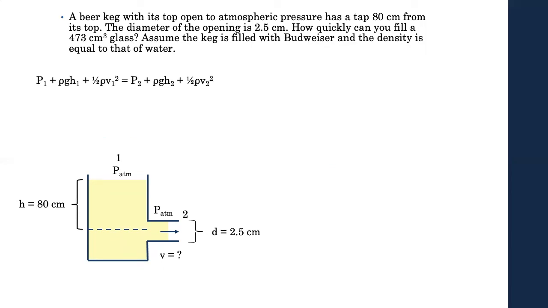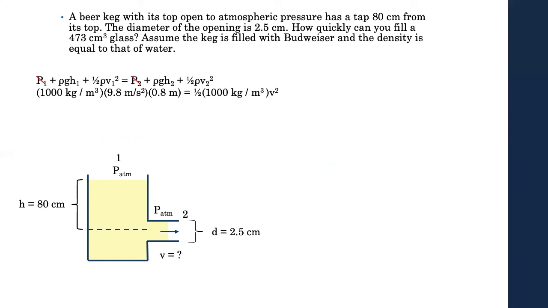Can anybody tell me what P1 and P2 are in this scenario? What is special about this question in regards to the pressure at these two locations? It's the same. They're both open to atmospheric pressure because the top has no lid and the tap has an opening. So they're both open to the atmosphere. And what that effectively does is eliminate those from the equation, and you're just left with plugging in those numbers.